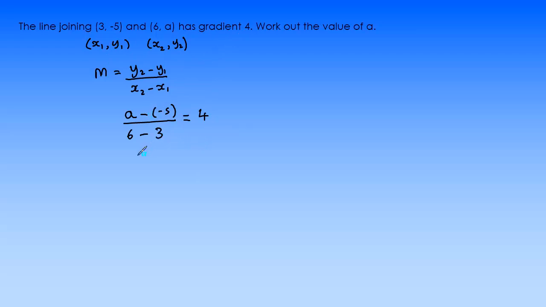Minus minus gives us a plus, so that's a plus 5 over 3 is equal to 4. And now we just need to solve this linear equation. Multiplying both sides by 3 gives me that a plus 5 is equal to 12. And then subtracting 5 from both sides gives me that a is equal to 7.